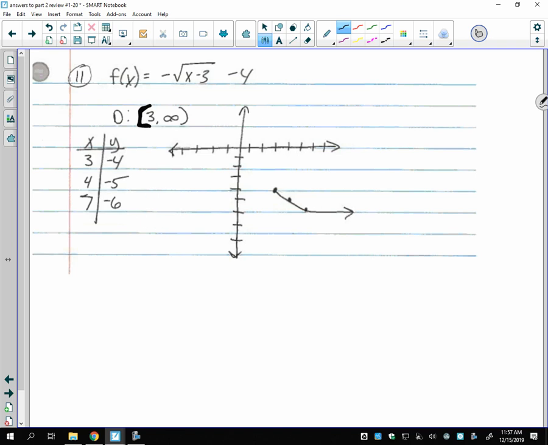Know the shape. It's half of a parabola on its side because a square root graph is the inverse of a quadratic graph, but we only do half of it. Otherwise, it wouldn't be a function. It wouldn't pass the vertical line test. So again, practice doing that.